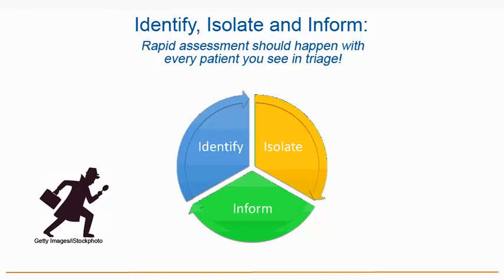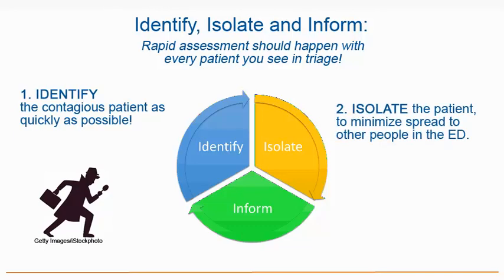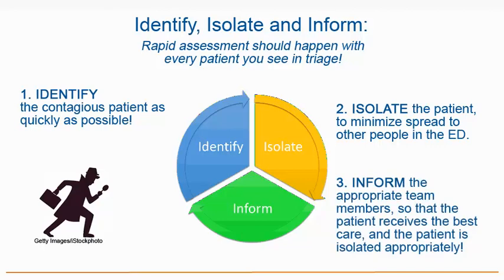So don't forget, identify, isolate, and inform. A rapid assessment should happen with every patient you see in triage. First, identify the contagious patient as quickly as possible. Second, isolate the patient to minimize spread to other people in the emergency department. And third, inform the appropriate team members so that the patient receives the best care and the patient is isolated appropriately.